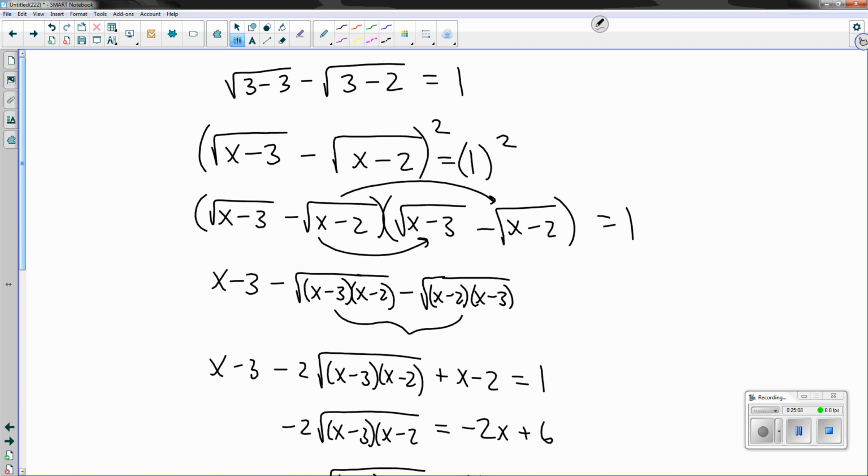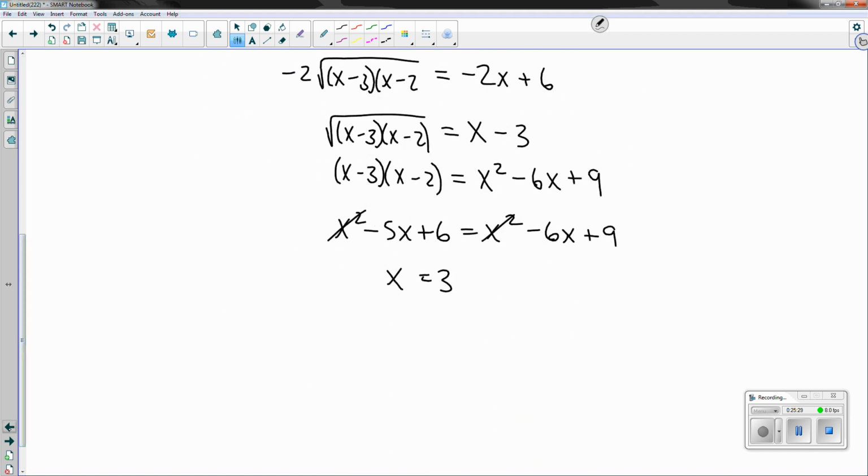So is that true? If I simplify the left side, does that simplify down to a positive 1? Well, square root of 3 minus 3 is 0, so we're going to have 0 minus the square root of 1 equals 1. So square root of 1 is positive 1, so minus 1. Does that equal 1? No, it doesn't. So these are not equal. Therefore, 3 is in fact not a legitimate solution and is extraneous.